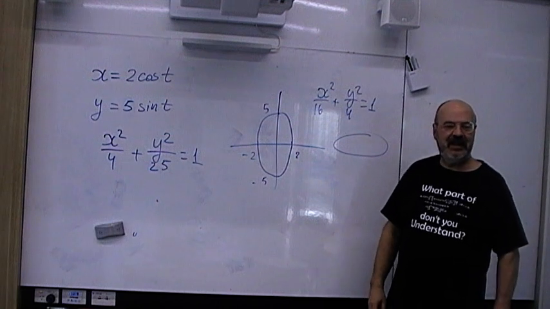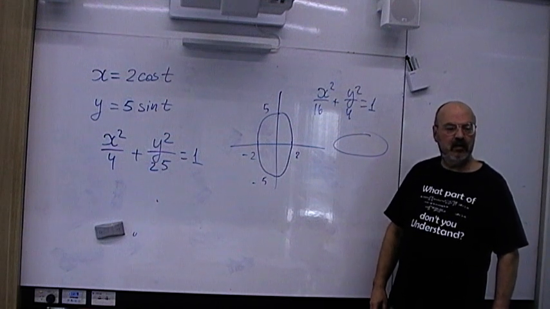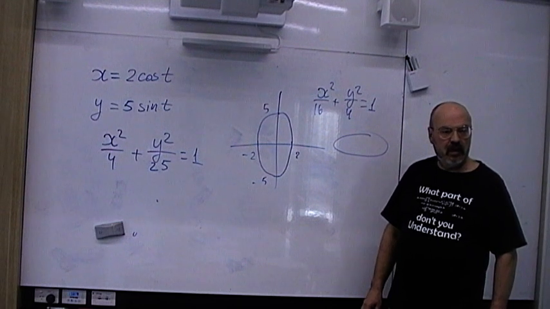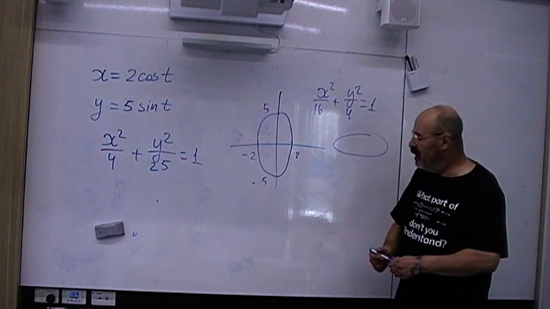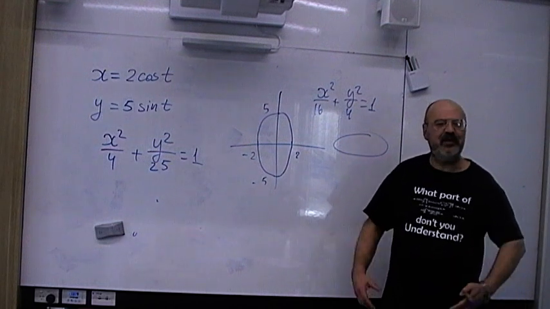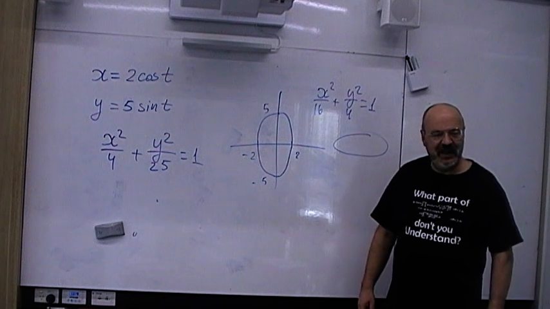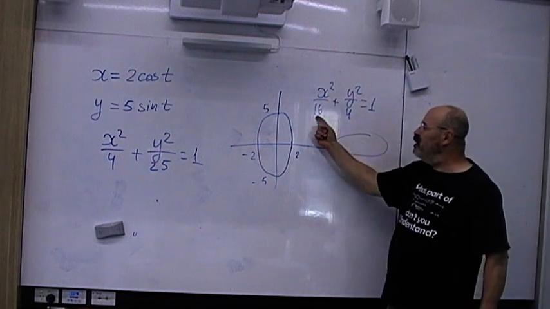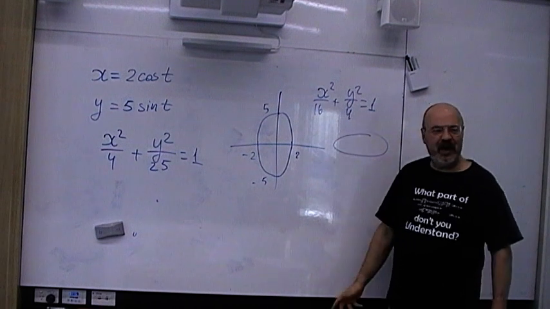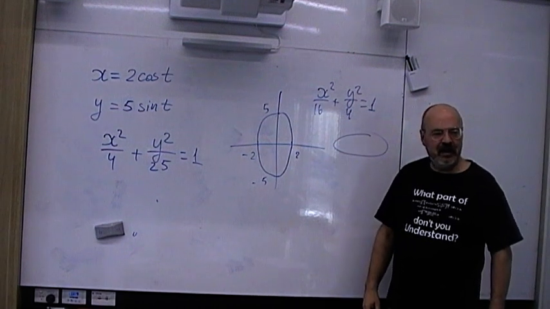Sure, but if I make it x squared plus 4y squared equals 16, it's a circle, isn't it? No. It's not a circle. For a circle it has to be the same. How can you make them the same if this is over 16 and this over 4? How do you make them equal? Times everything by 16. What do you then get?